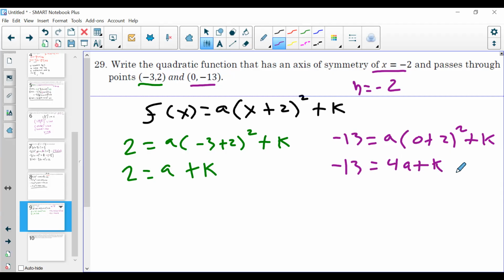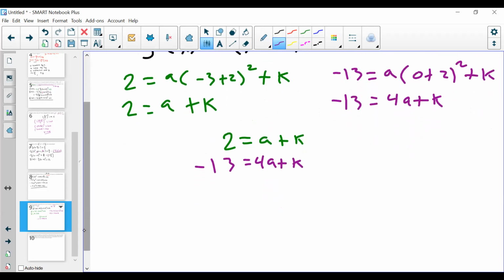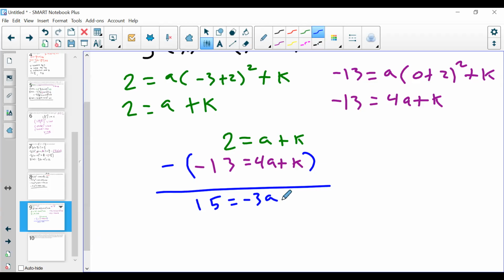So I have two equations. They have the same a and k value, so I can make a system of equations out of them. I can say 2 equals a plus k, and negative 13 equals 4a plus k. From here, I want to cancel out the k's, so I can subtract them from each other. 2 minus negative 13 becomes a positive 15. a minus 4a is negative 3a, and the k's cancel out. That was the whole point of the system of equations, to cancel out the k's. So what I get is that a is negative 5.